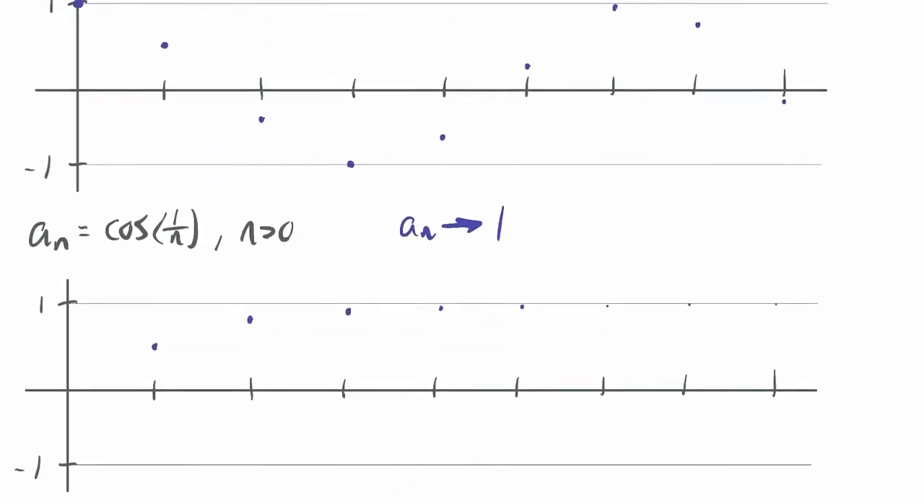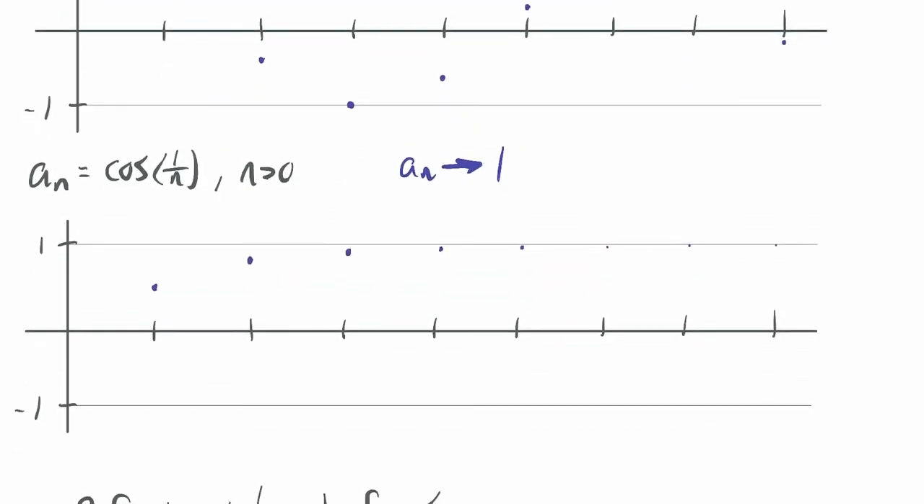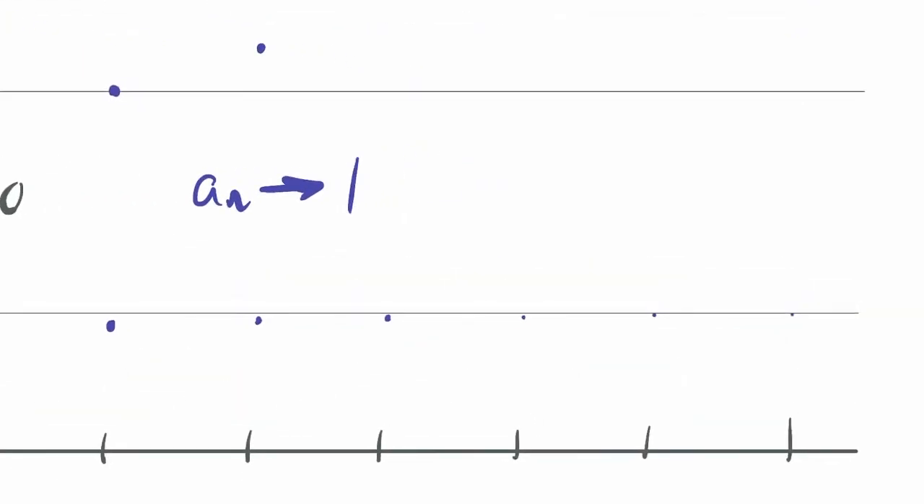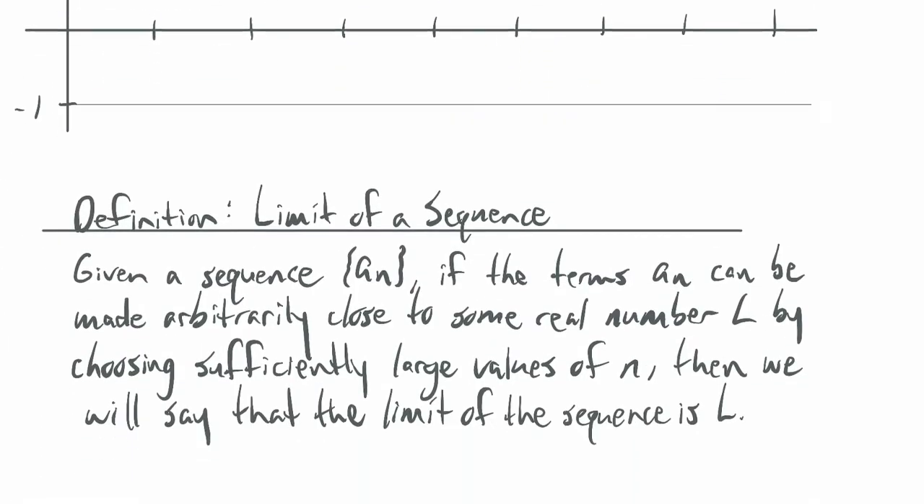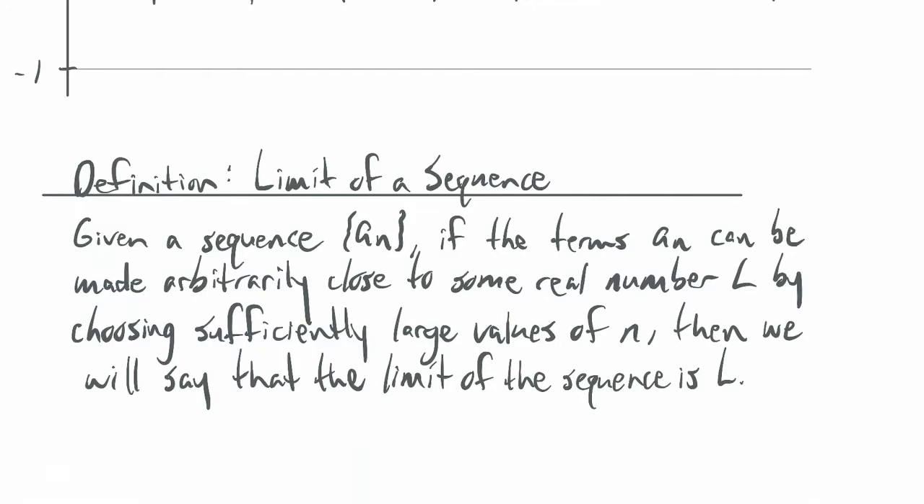So in this case, the limit is 1. Or in other words, we'd say that the sequence converges to 1. So we'd say the limit is 1. The sequence converges to 1. Two different ways to say the same thing.